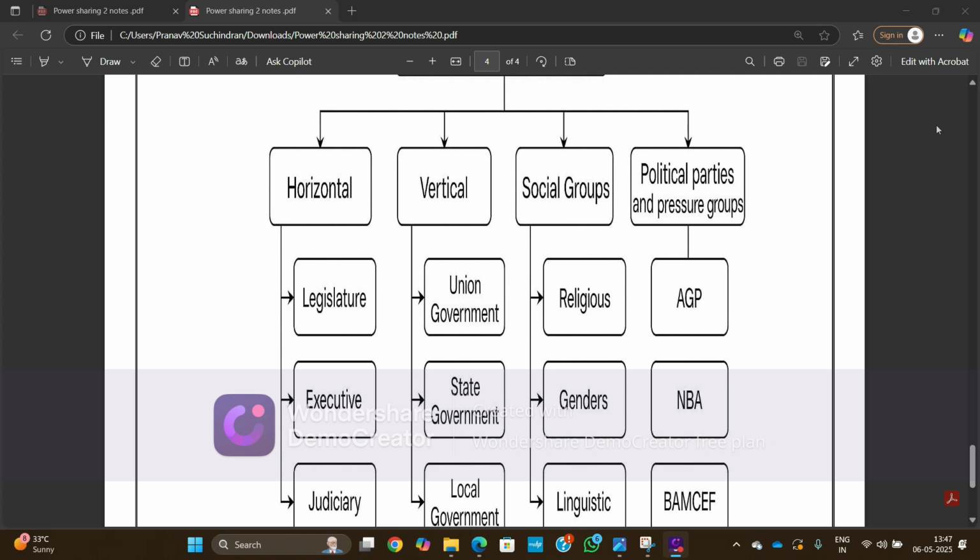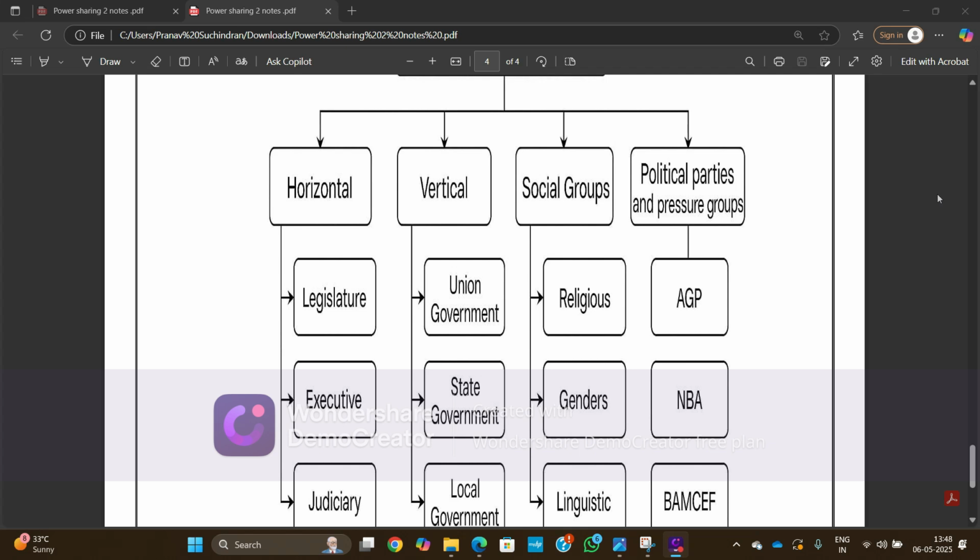Now, let us look at the third form of power sharing, that is power sharing among social groups. The best example for power sharing among social groups is community government. And when we look at India, a few examples for power sharing among social groups would be the special reservations that has been done for the SCs and STs and other underprivileged people. Even weaker sections of the society, that is, women and children, are given special powers by the government. These are examples for power sharing among social groups.